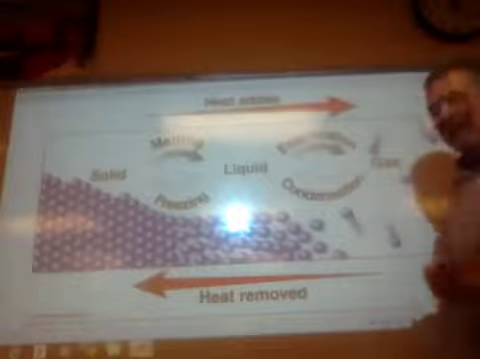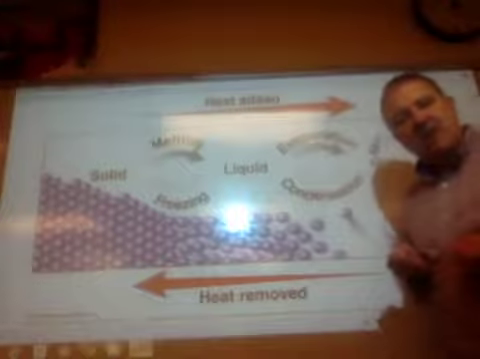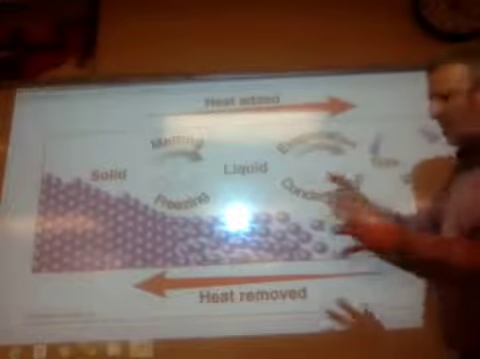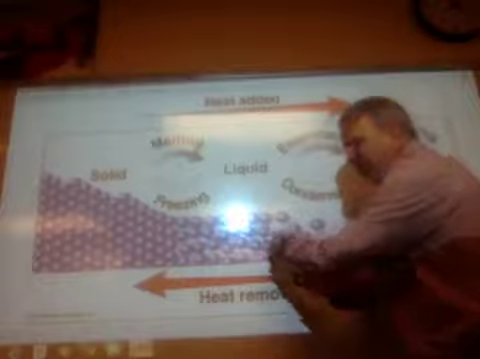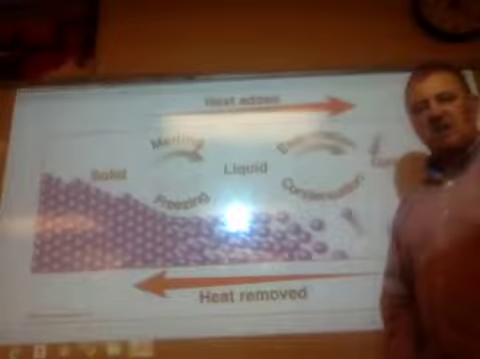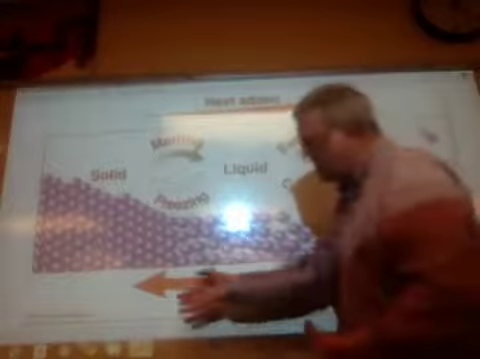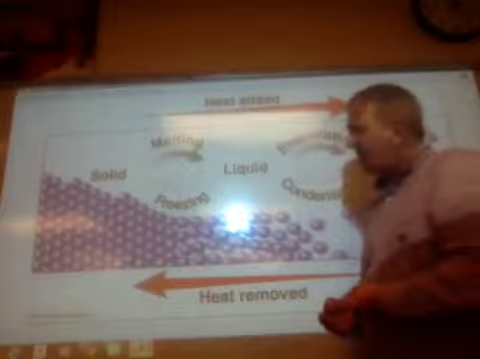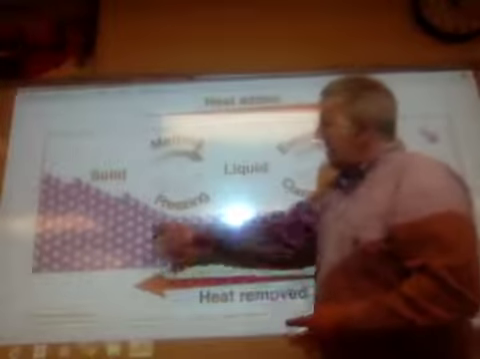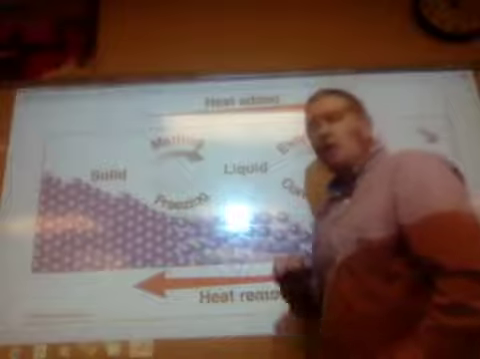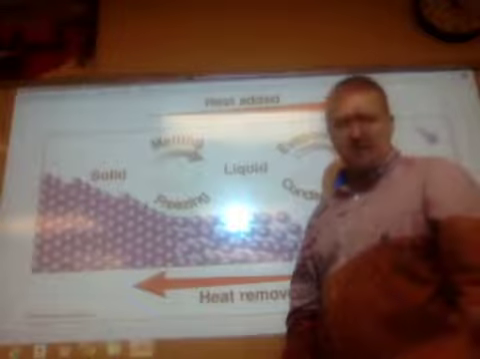All right. Now, let's go the other way. Let's say I take heat away from it. Let's start with a gas. I start to take energy away from it. Those molecules are going to move slower and slower, and they're going to form a liquid. We call that condensation. If I continue to remove heat from that liquid, it's going to change from a liquid to a solid. We call that the process of freezing.